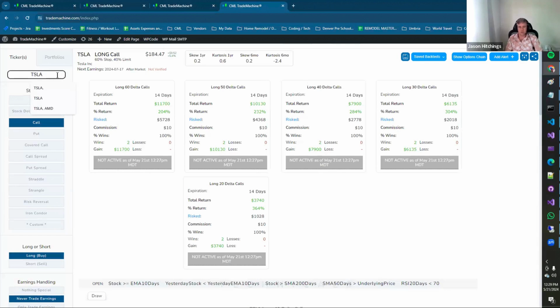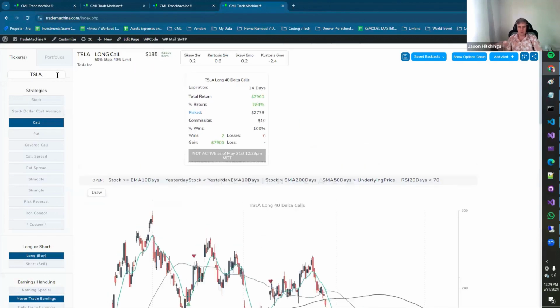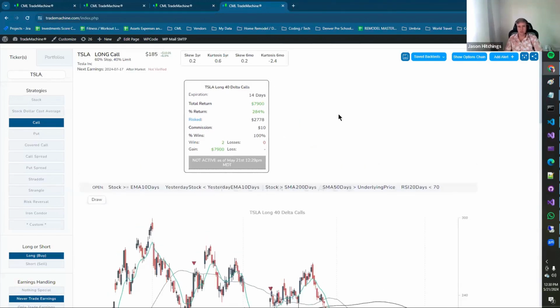But frequently, when we're looking at one backtest at a time, we might put a comma, so we can just look at that middle delta, which is the 40, as you can see right there.